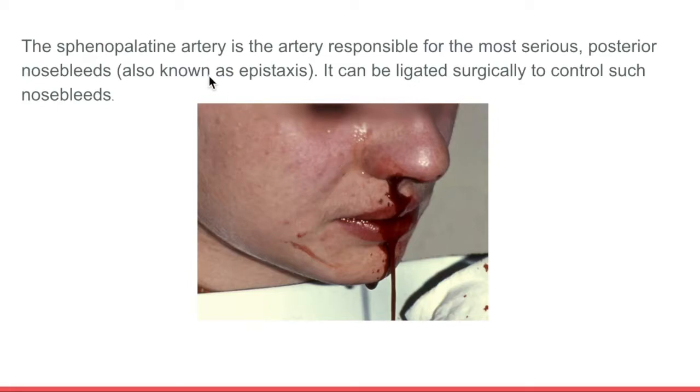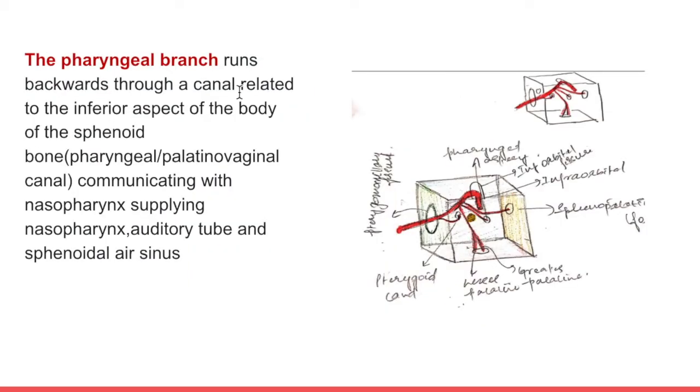Okay, so the sphenopalatine artery is the artery of epistaxis and it can be ligated surgically to control such nosebleeds. Now let's go on to the pharyngeal branch. Okay, now like the artery to the pterygoid canal, this branch also runs backwards. So you can see it over here.